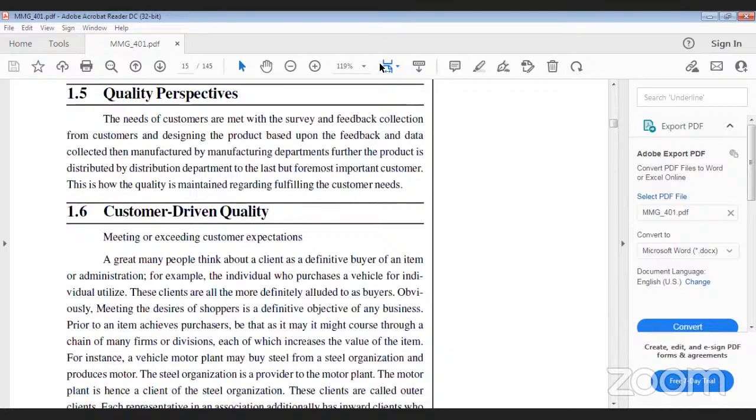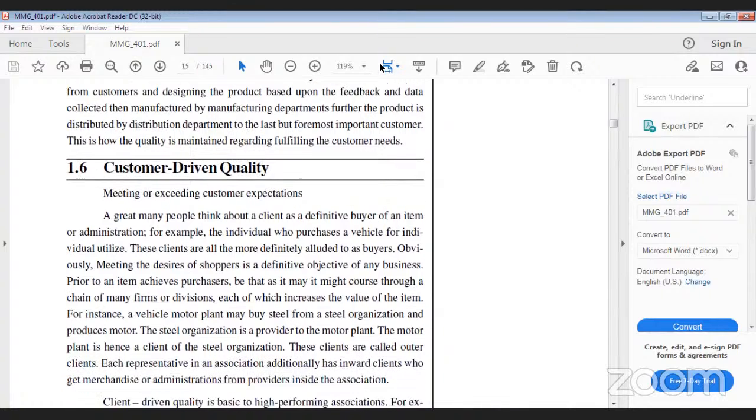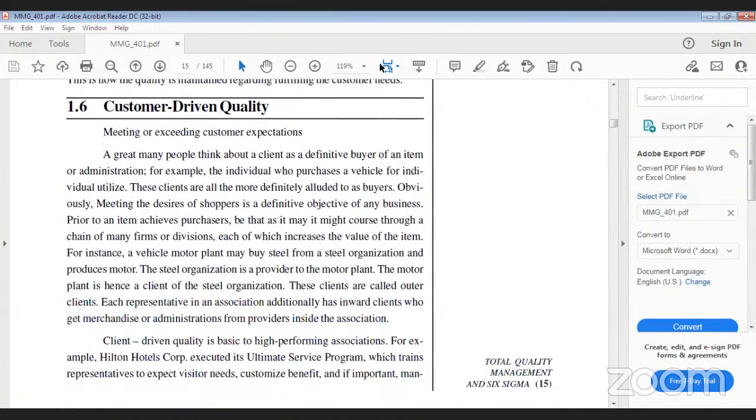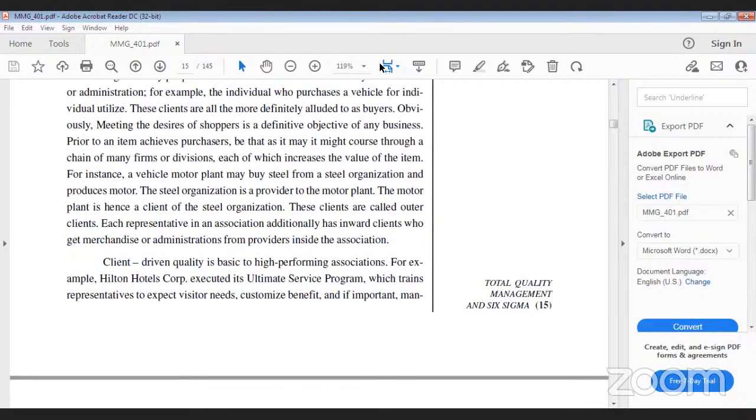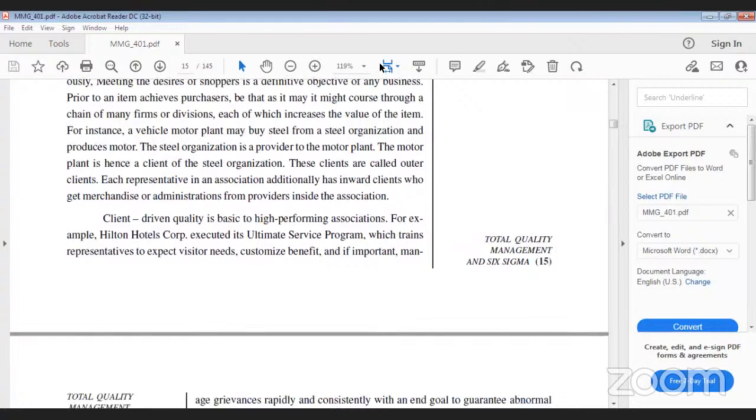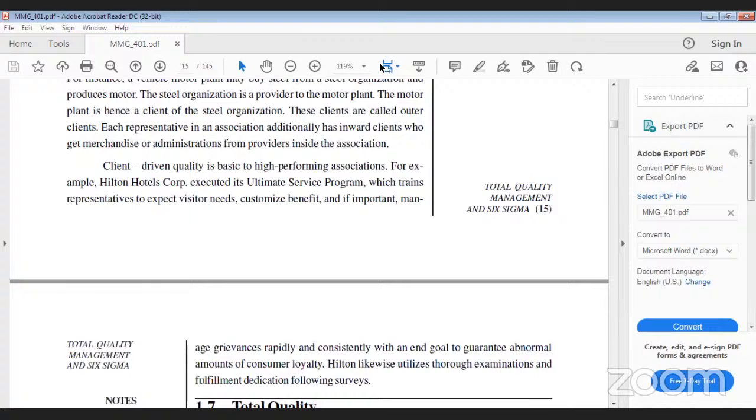Now you will find customer-driven quality here, meeting or exceeding customers' expectations. Here, a great many people think about the client as the buyer, for example an individual who purchases a vehicle for individual use, and the users are more directly alert to buyers here. Obviously, meeting the desired shoppers is the definitive objective of any business. Before an item reaches buyers, it may pass through the chain of many firms and divisions also there.